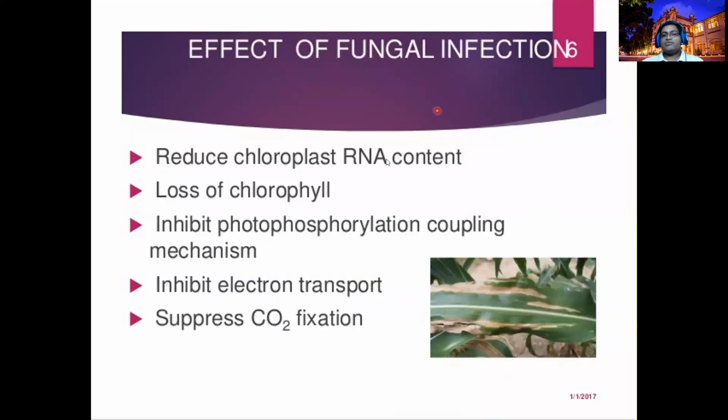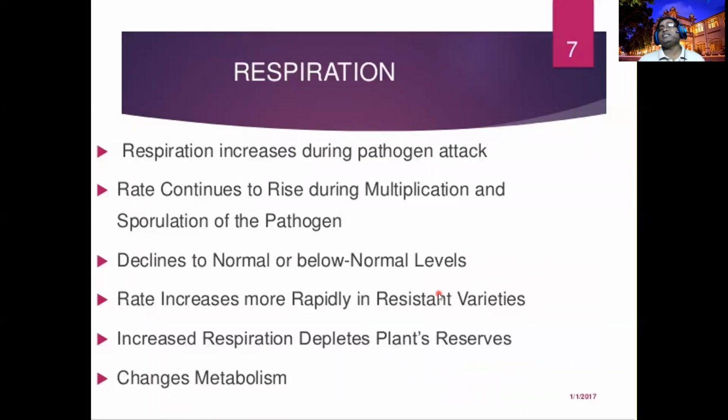Certain fungal infections are causing blight. The chloroplast number and RNA content are reduced, and chlorophyll is lost. Then it inhibits the electron transport chain and inhibits photophosphorylation. So photosynthesis is fully disturbed. If we have forgotten how photosynthesis happens, please refer to the earlier lesson. Respiration is arrested, and sometimes respiration will be increased, right?